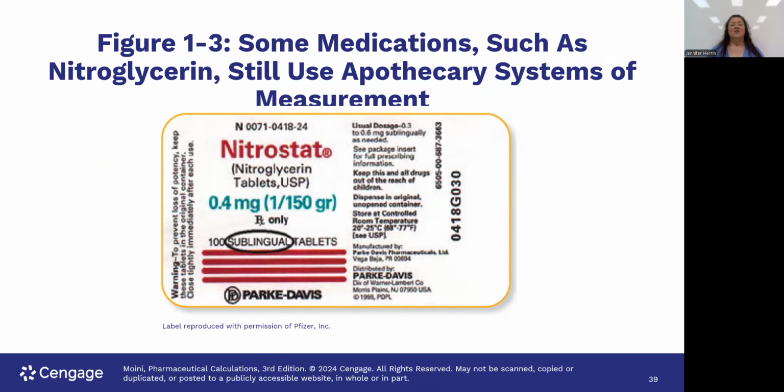So some medications such as nitroglycerin, which is pictured here on this label, still use the apothecary system of measurement. You're seeing there inside the circle on the labeling is just notating that these are sublingual tablets, which means that they need to be dissolved underneath the tongue. However, if you look right above that, it says RX only. And directly above that in blue, or like a soft powder blue, it tells you that this nitroglycerin tablet contains 0.4 milligrams. And in parentheses, that 1/150 grains is an apothecary measurement.